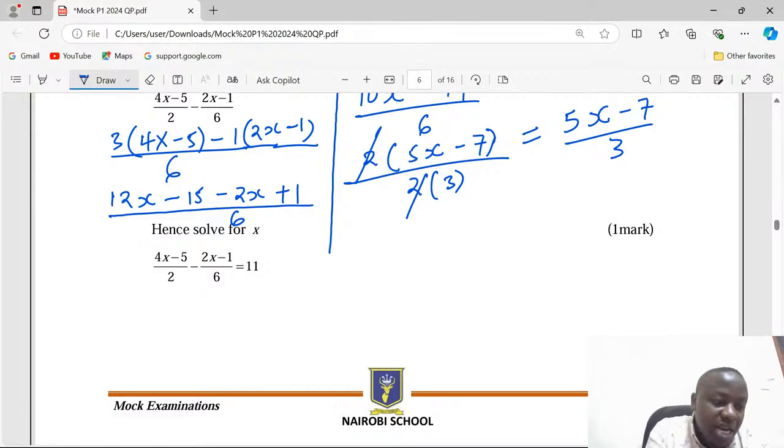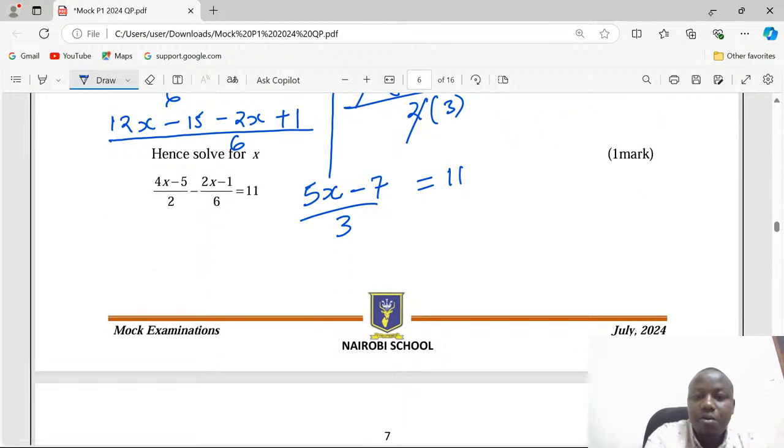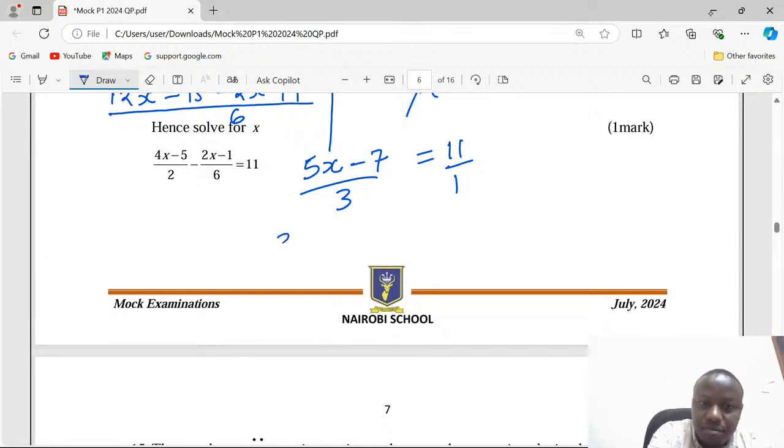Because the left hand side has already been fully simplified, we can now just equate it directly. The simplified form of the left hand side can directly be equated to 11. And now because 11 is over 1, we cross multiply. 33 equals 5x minus 7, and this will be 40 equals 5x.